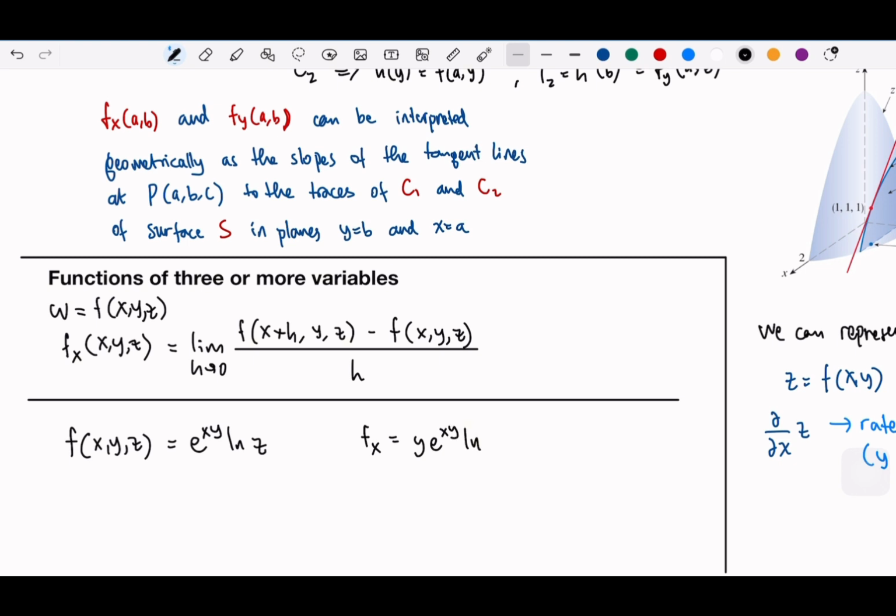Okay. And if we take partial y, the same way, because this has the same structure, but now we treat x and z as constants. So we have x, e to the xy, and then ln z. And if we have partial z, then the xy will be a constant. So we could just leave e as it is and differentiate ln z, which you can find will be 1 over z, right?